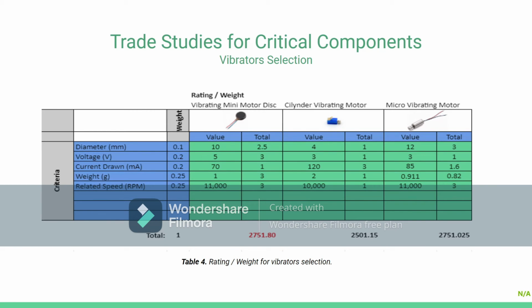And for the vibrator motor selection, we decided to go with the vibrating mini motor disc, the cylinder vibrating motor, and the micro vibrating motor. And our specifications are the diameter, voltage, current drawn, weight, and rated speed. After applying all the weights and the values, we established that the vibrating mini motor is the best fit for our project.